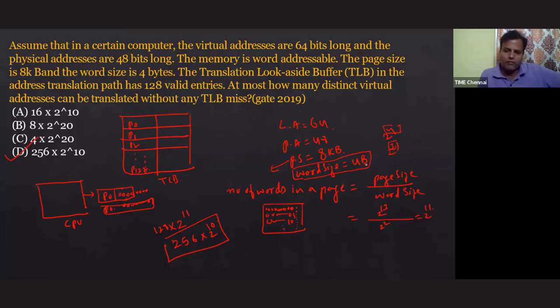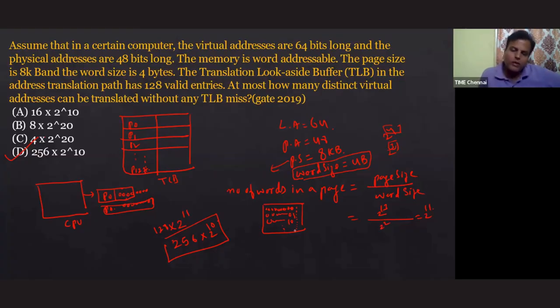If the word size, instead of 4 bytes, is different, then what can the answer be? Let's assume 8 bytes. Just a minor change: instead of 4, I am taking 8. So what can your answer be? You are dividing 2 power 13 by 2 power 3, so it will come to 2 power 10.